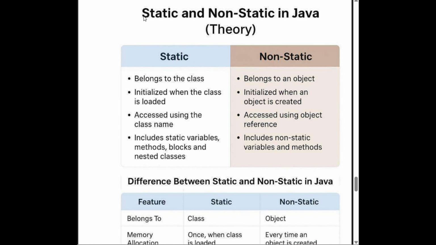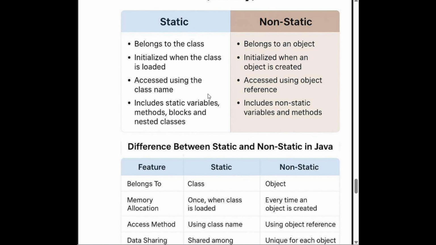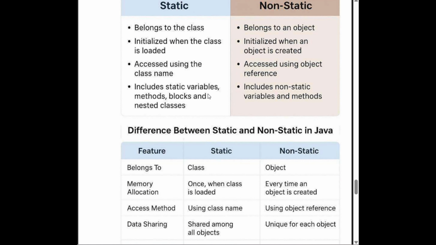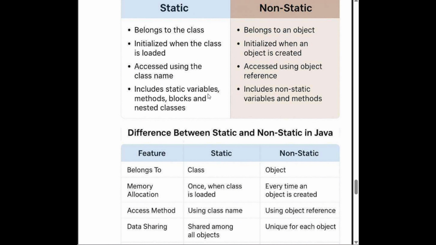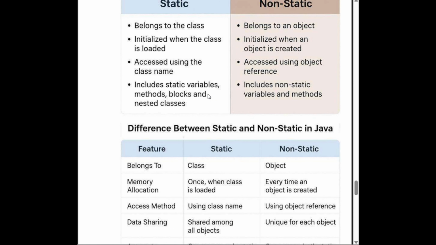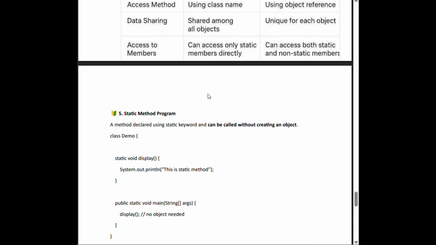Now let's look at static and non-static methods. A static method is a method that belongs to the class and is declared using the static keyword, and it can be called without creating an object of the class. And a non-static method is a method that belongs to an object of the class. It is not declared with the static keyword, so it can be called only by creating an object of the class. So let's look at the program and see the difference table for both.